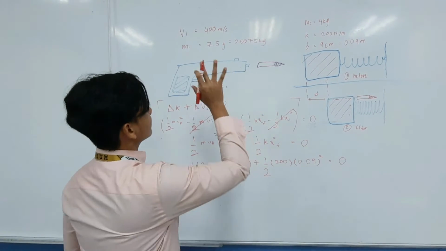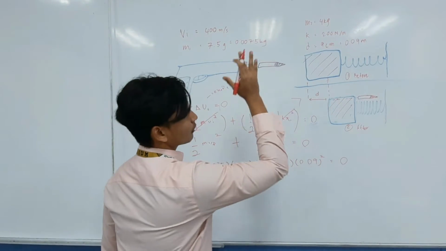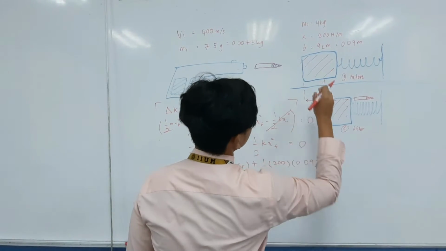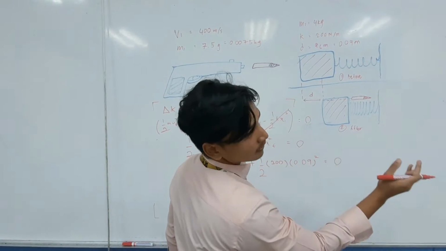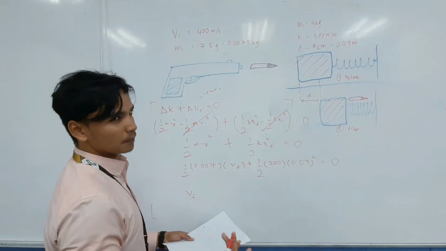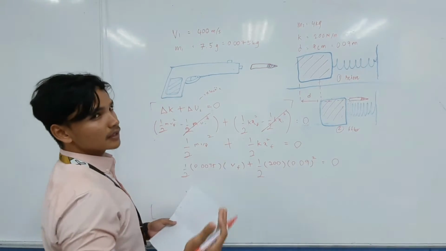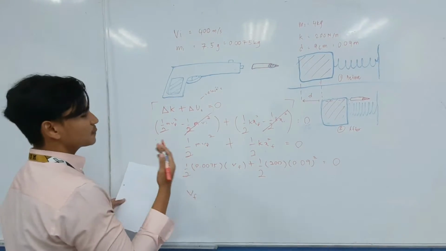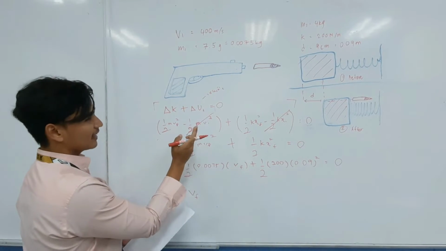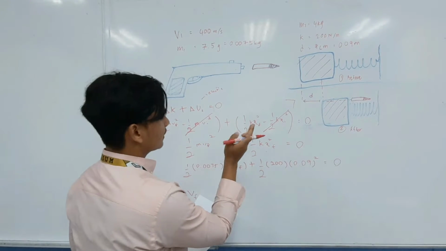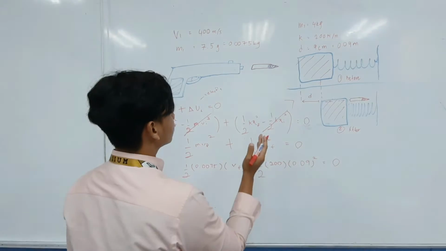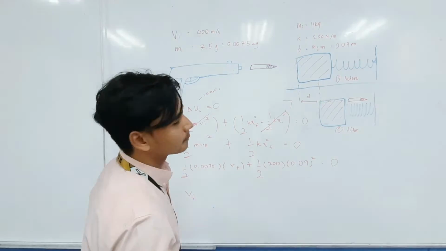These are the values that we have already extracted from the diagram. This is the diagram before the collision, and this is the diagram after the collision. Now we apply the conservation of mechanical energy. Expand the equation, so it becomes kinetic energy final minus kinetic energy initial plus elastic potential energy final minus elastic potential energy initial equals 0.